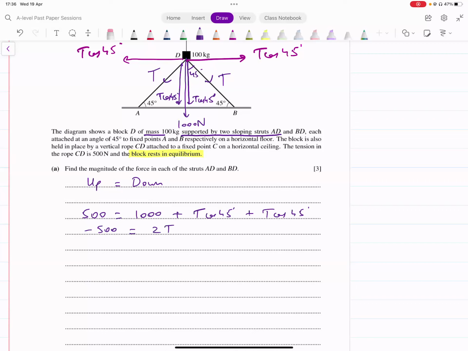On the other side, you have 2T cos 45. Cos 45 is square root of 2 over 2. 2 and 2 get cancelled. Square root of 2 जाके वहां पे divide हो जाएगा. And that will turn out to be 500 divided by square root of 2. And that is minus 353.55 न्यूटन. अब यहाँ पे मेरे पास T की वैल्यू नेगेटिव आ रही है.